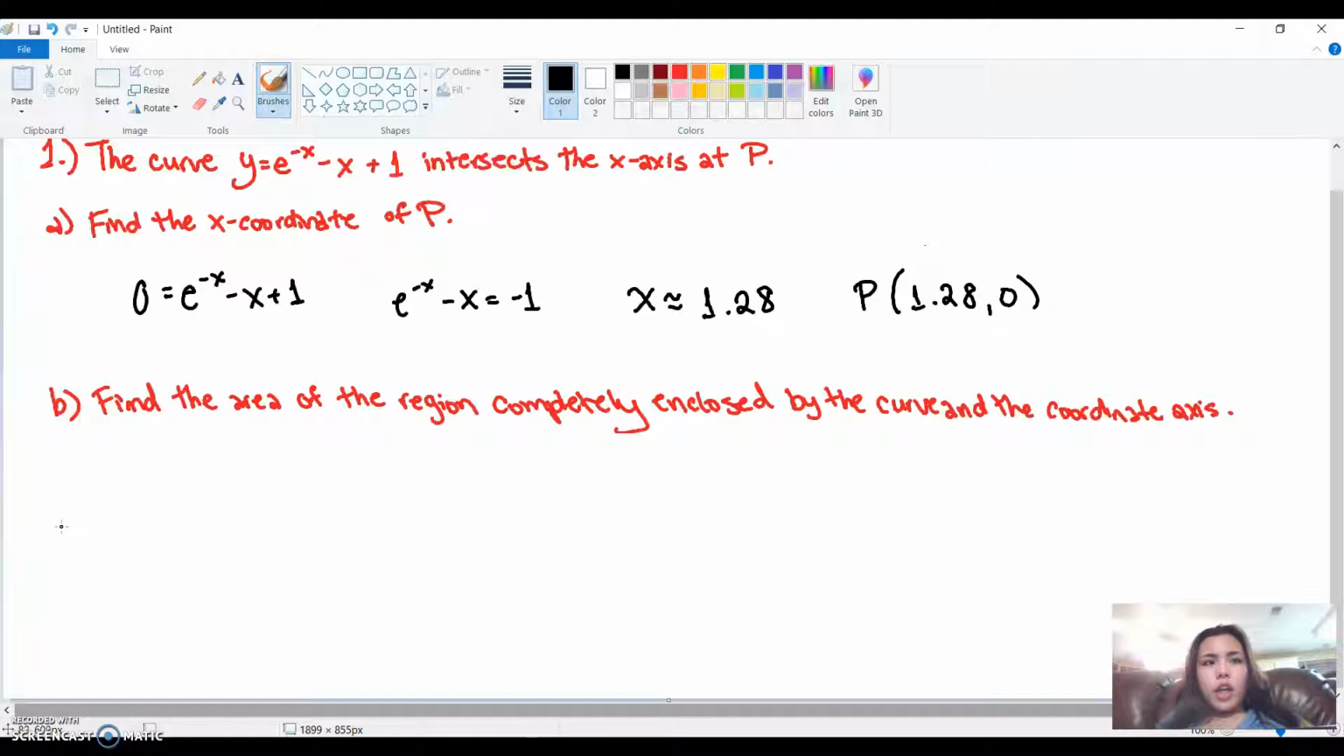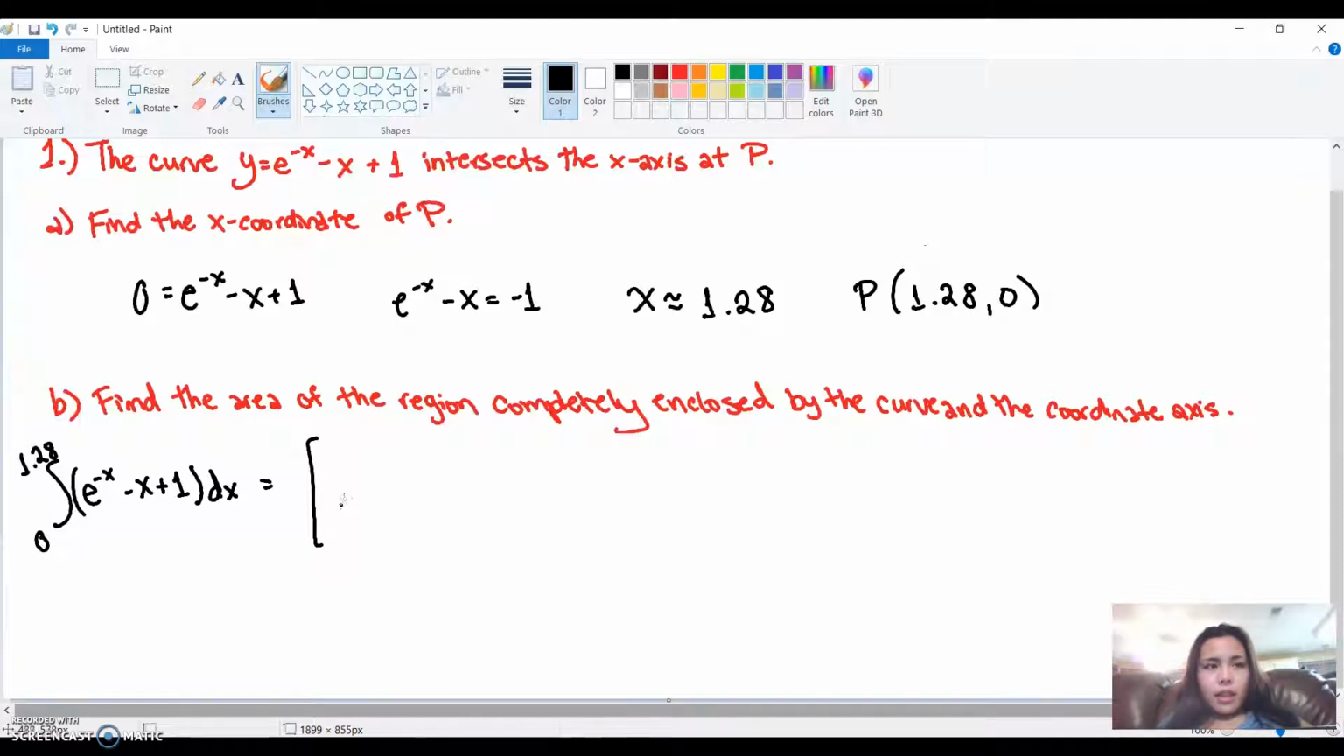Well, in order to find the area underneath the curve, we need to take a look at integrals. So this is the integral of the curve e to negative x minus x plus 1 between when x equals 0 and our coordinate, which is when x equals 1.28. This is how we write our integral function. We need to put dx next to our curve function to give us the idea that we need to antiderivative it. So that equals antiderivative of e to negative x minus x plus 1.